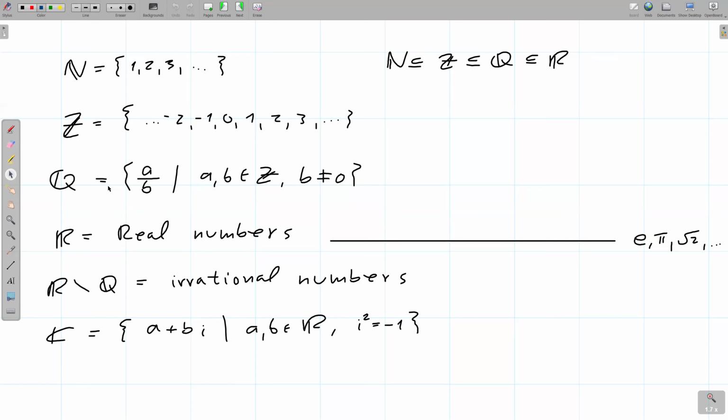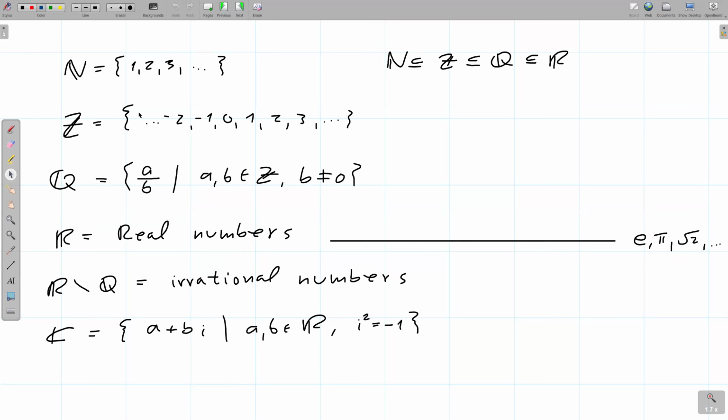Q is the set of rational numbers. So it's all numbers of the form A over B such that A and B are integers and B is not zero. R is the set of real numbers, which can be thought of as the real line. All the numbers that we have here in the real line, for example, e, pi, square root of 2, these all are real numbers which are not rational numbers.